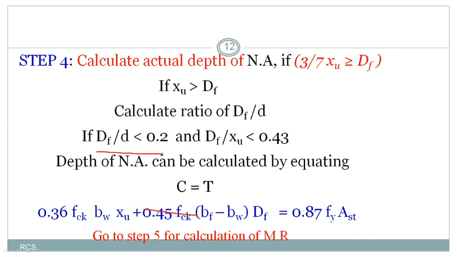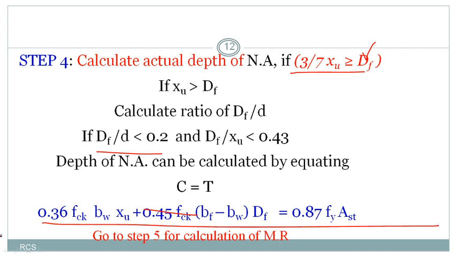If this case is not satisfied, and after calculating we get our Df by d ratio as 0.2, what does that mean? Your 3 by 7 of xu is greater than or equal to Df; the rectangular portion of the stress block is greater than your depth of flange. In this case, we can calculate the depth of neutral axis like this: 0.36 fck bw into xu plus 0.45 fck (bf minus bw) into Df is equal to 0.87 fy Ast. So this is the total tensile force, and this is the total compression force. If we equate them, we can calculate xu.